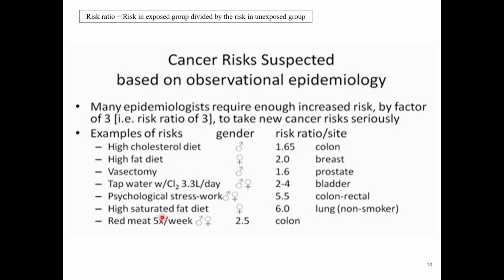Similarly is the case with high saturated fat diet in females, which has a risk ratio of 6, which is maximum in these events, and it occurs in lung, in the case of non-smokers. And if we talk about red meat, if we are having it 5 times per week, the risk ratio is 2.5, and it is for both genders, and it also occurs in colon. So these are some of the cancer risks suspected based on observational epidemiology.